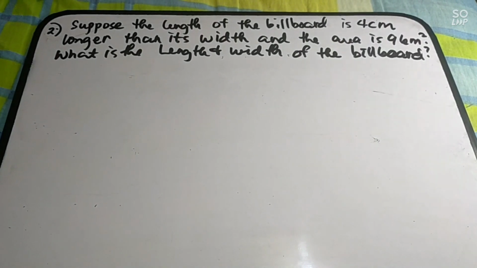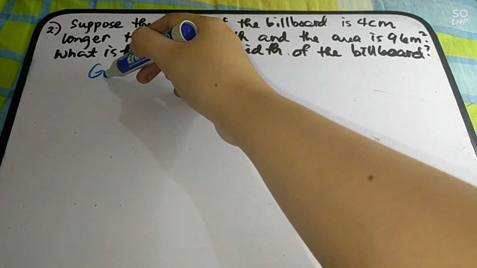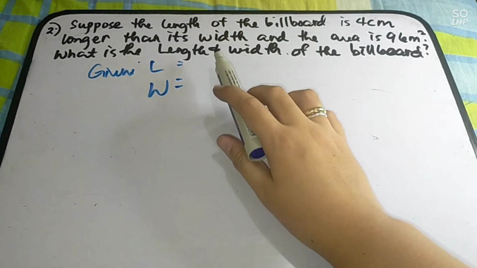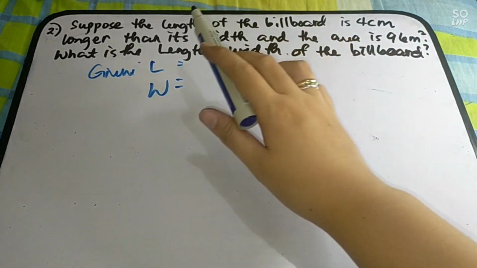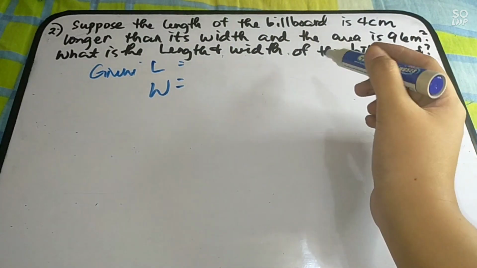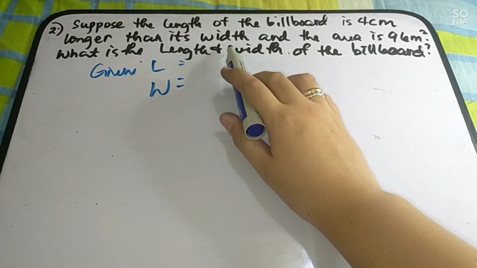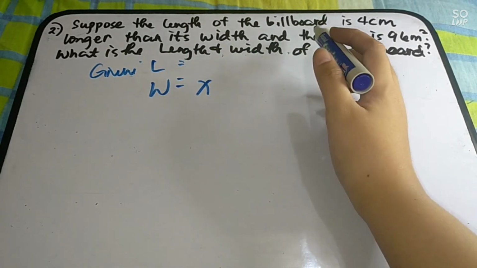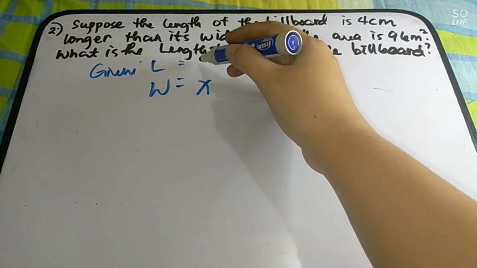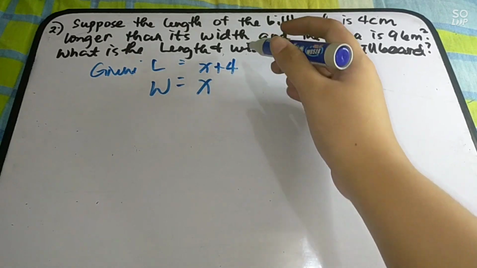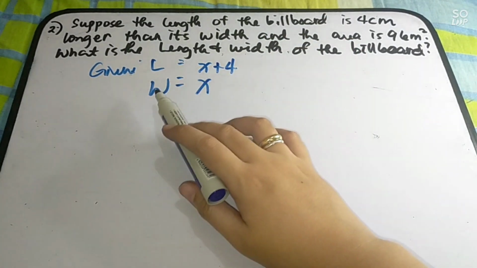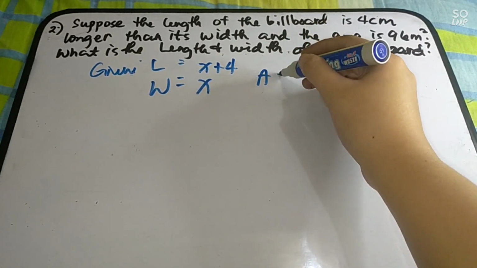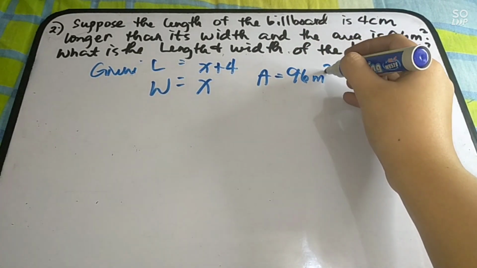So, let us have the given first. You have the length and the width. Ang sabi niya, length of the billboard is 4 cm longer than its width. So, nakadepende na naman yung length doon sa width. Therefore, ang width mo is x. 4 cm longer than, so we have here x plus 4. Mas mataas daw ng 4 na sentimetro si length kesa kay width. Then, your area is equal to 96 meters squared.